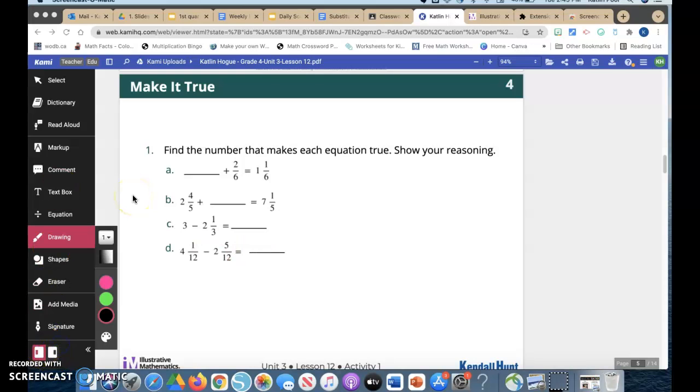I saw some hard work going on. So, for A, blank plus 2/6 equals 1 1/6. What do we know about 1 whole? Can we change a whole number into a fraction? Absolutely we can. What is 1 whole changed to a fraction with 6 in the denominator? Tell me 1, 2, 3. It is 6/6. So 6/6 plus the 1/6 we already had gives us how many sixths, friends?